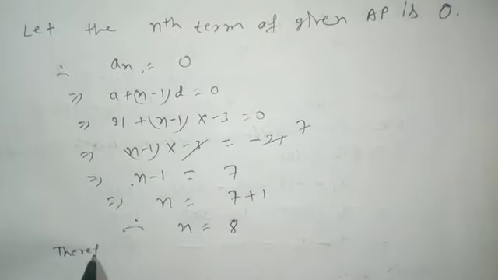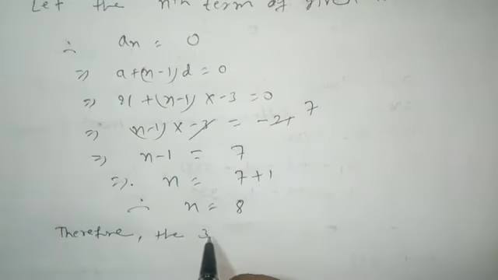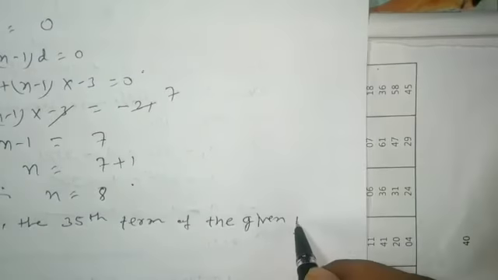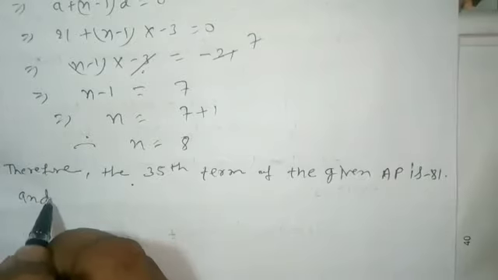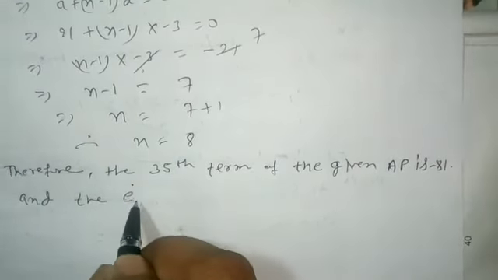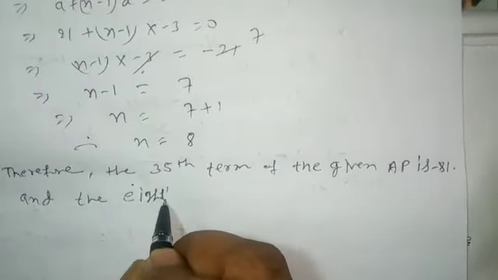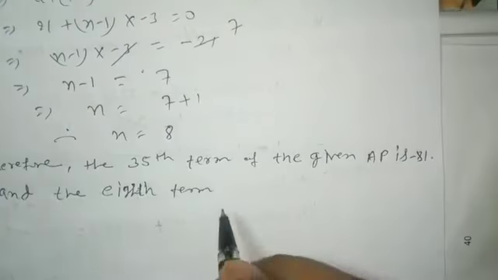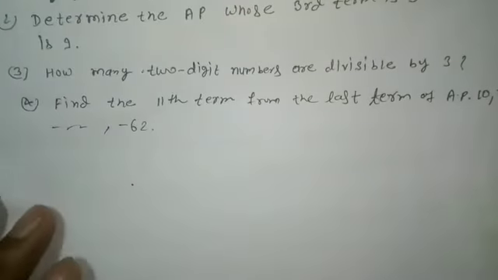Therefore the 35th term of the given AP is minus 81 and the 8th term is 0. Answer.